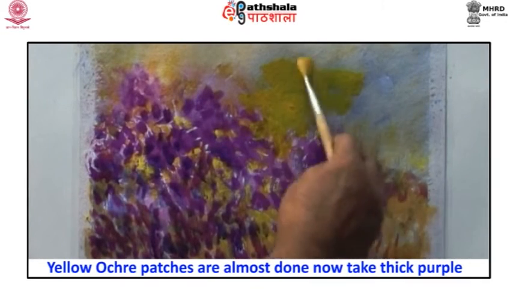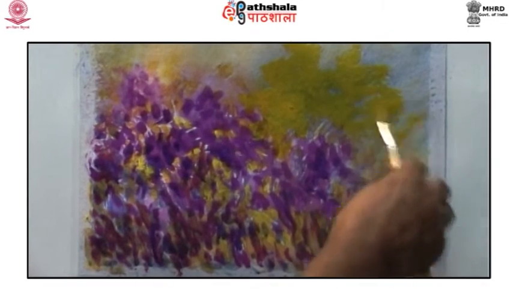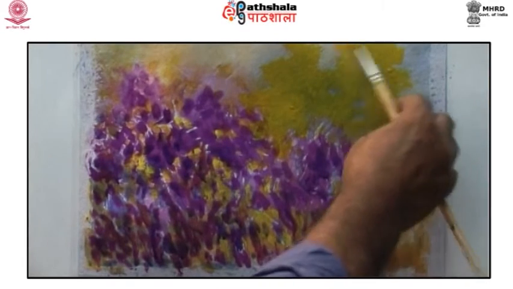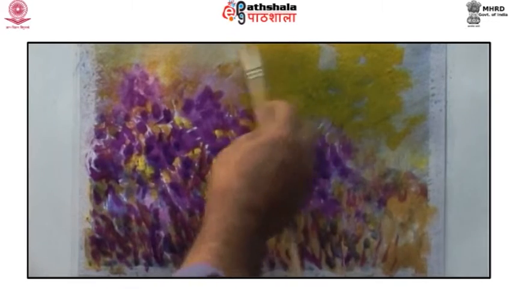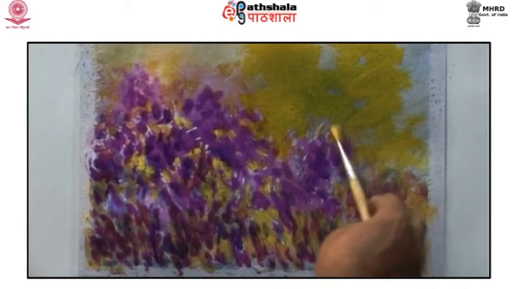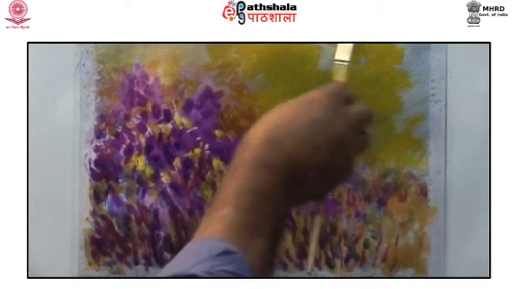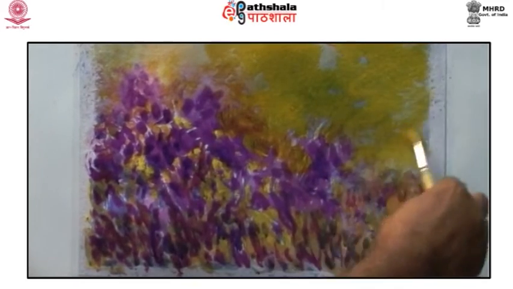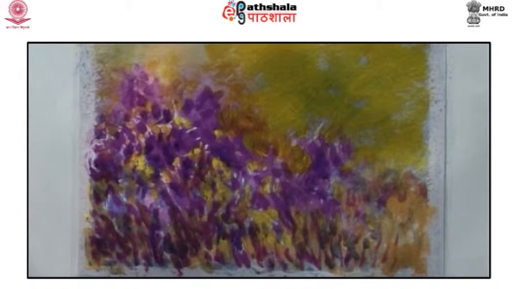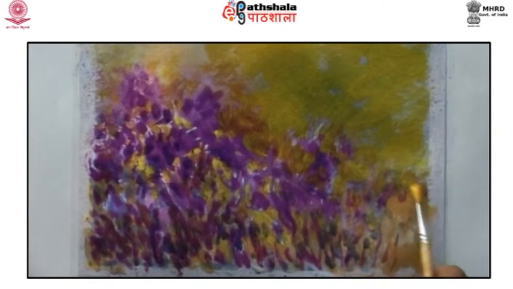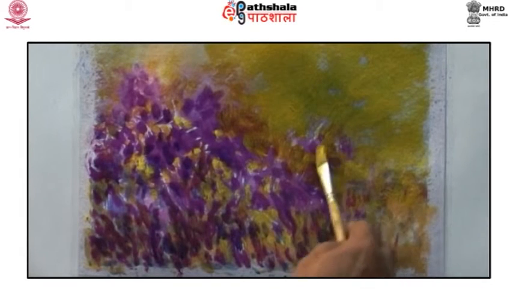Now take thick purple and apply in small patches in the middle where the yellow ochre was painted. Some small patches in deep purple, some patches in slightly lighter purple should be done.